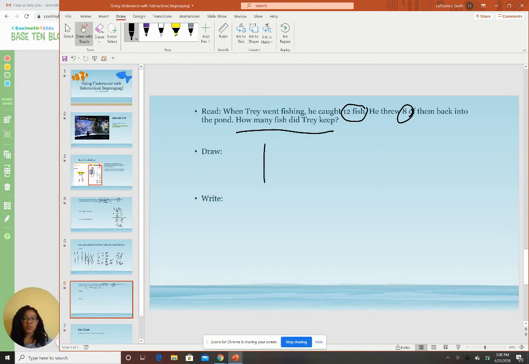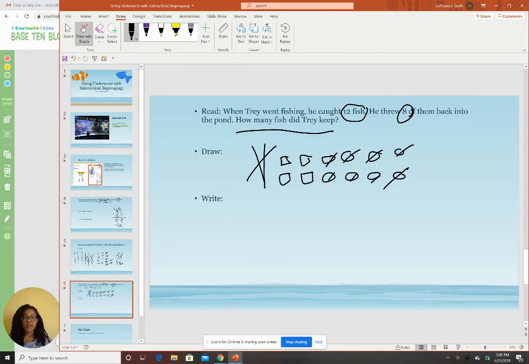So this is 1 10 and 2 ones, okay? So that's 12. I know that I cannot take away 8 ones from 2, so I'm going to cross off my 10 and decompose to make 10 ones. 2, 3, 4, 5, 6, 7, 8, 9, 10. And now I can take away 8 ones. 1, 2, 3, 4, 5, 6, 7, 8.